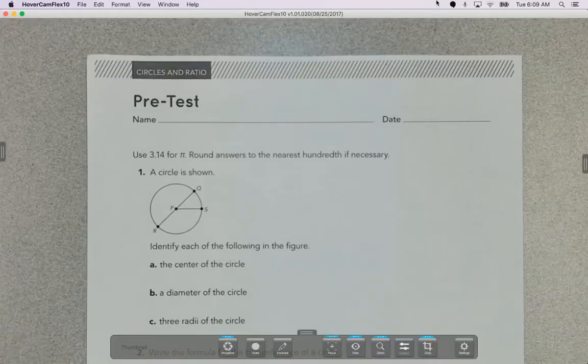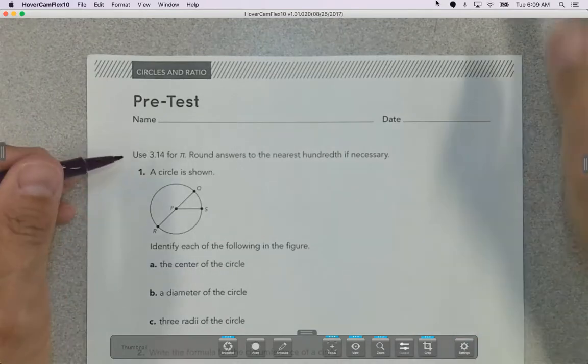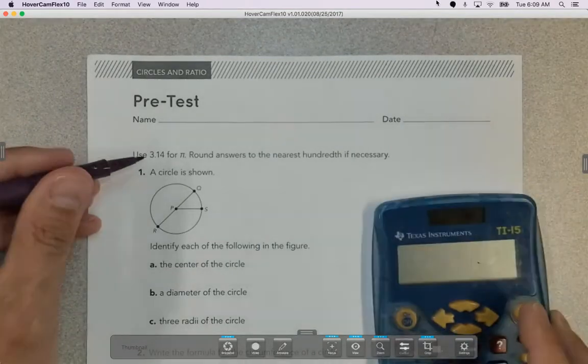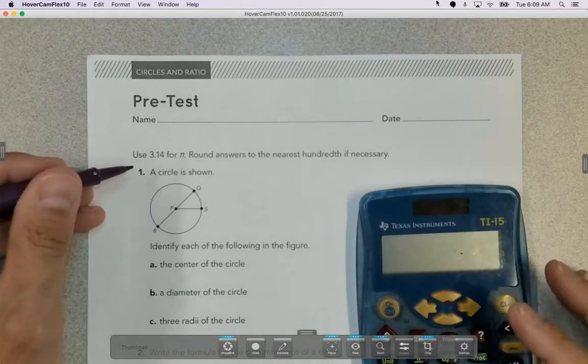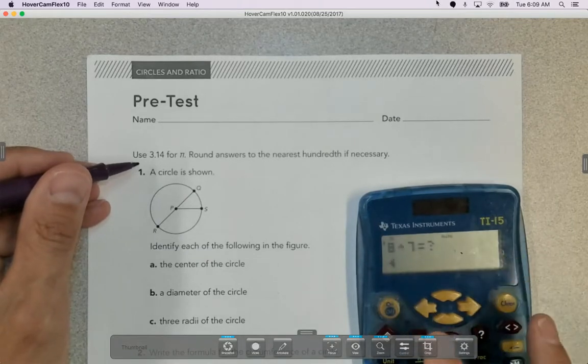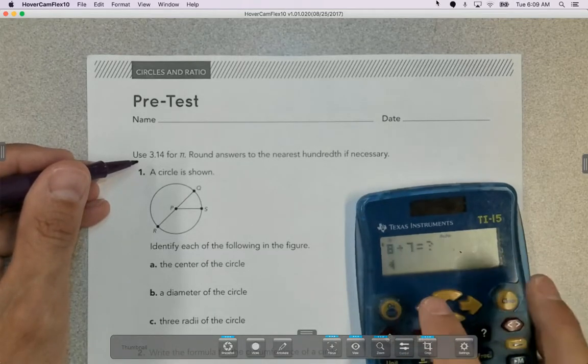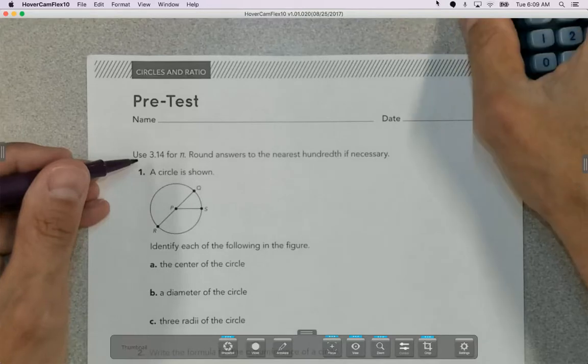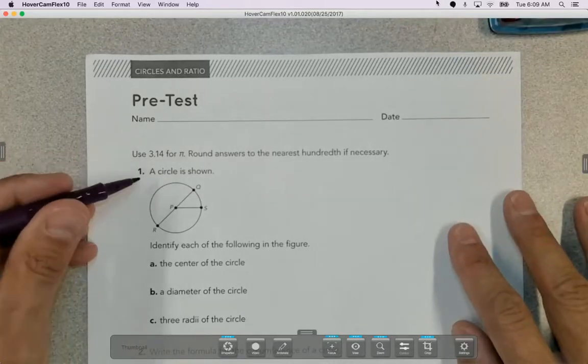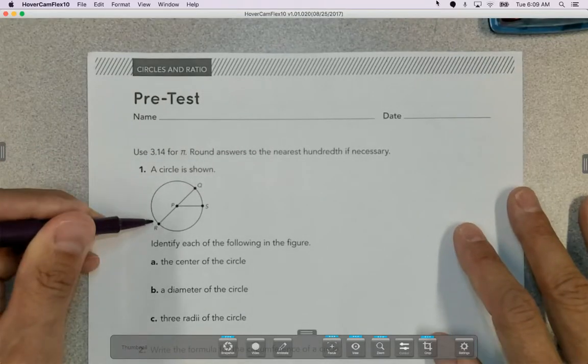All right, circles and ratio pretest. Use the approximation of 3.14 for pi. Round answers to the nearest hundredth if necessary. A circle is shown. Okay. Identify each of the following in the figure.